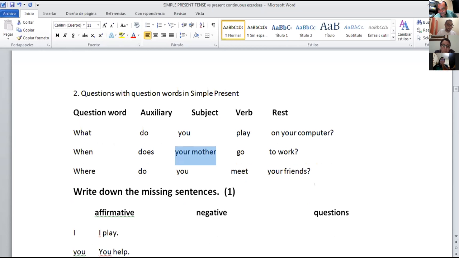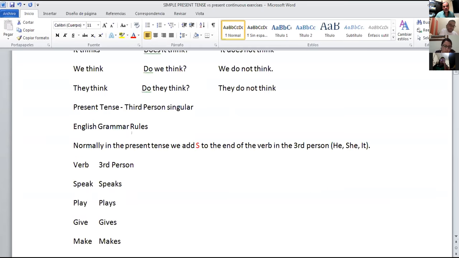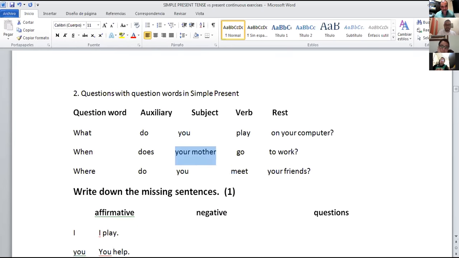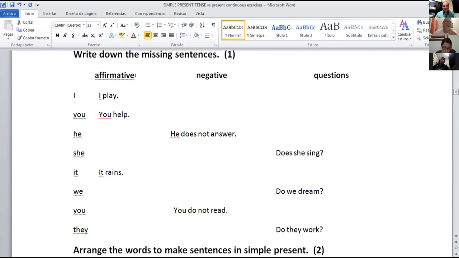Is that clear? Hello? Yes? Hello. And same thing. When we talk about he, she, and it, does. When we talk about I, you, we, and they, the auxiliary for questions is do, and for negatives is don't. But for he, she, and it, the auxiliary is does in questions, and in negative, doesn't. Okay? Okay. Very good. So it's okay. Let's practice. Okay, what is the affirmative? I play. What is the negative?